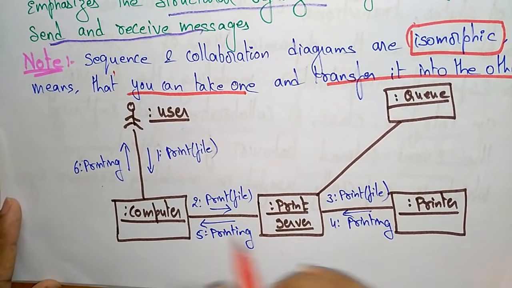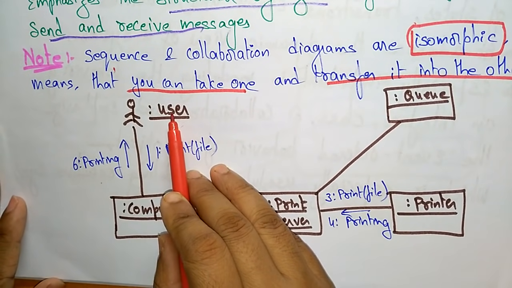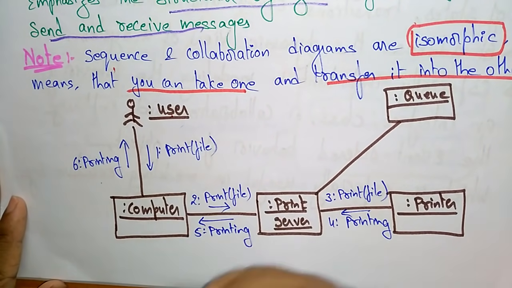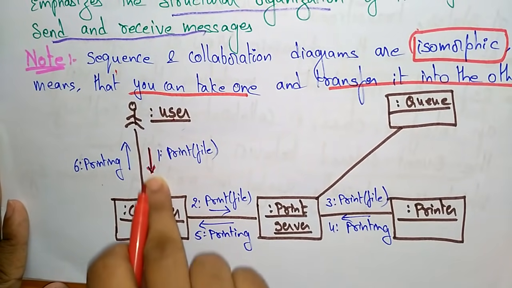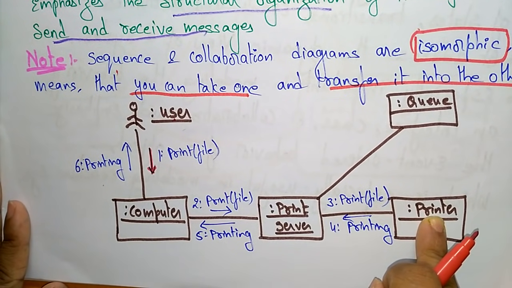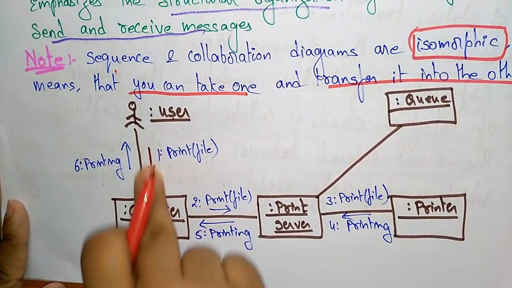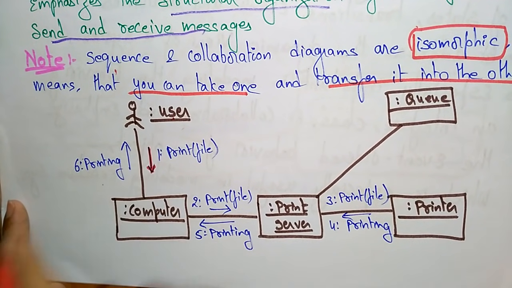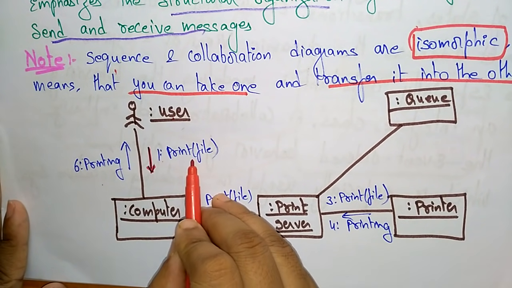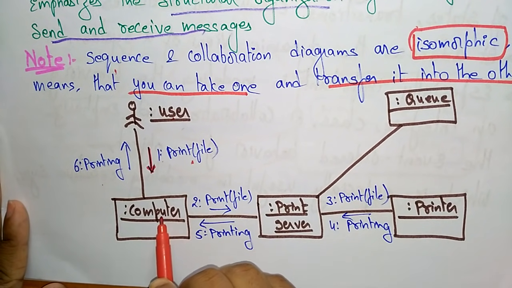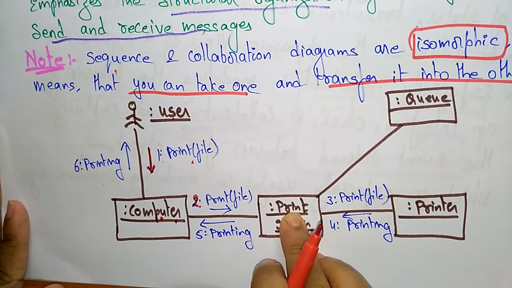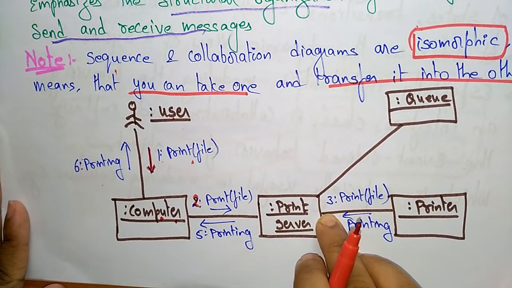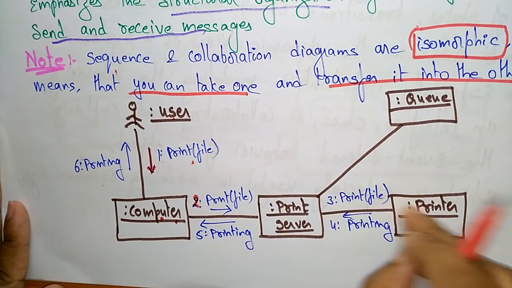See here the example of collaboration. First, the user wants to print a file. So this is an ordering sequence. Whatever order he sends, he will receive a reply. First, he is asking the computer object to print the file. The computer then sends the second message, print file, to the print server. Then the third message is sent to the printer to print the file.